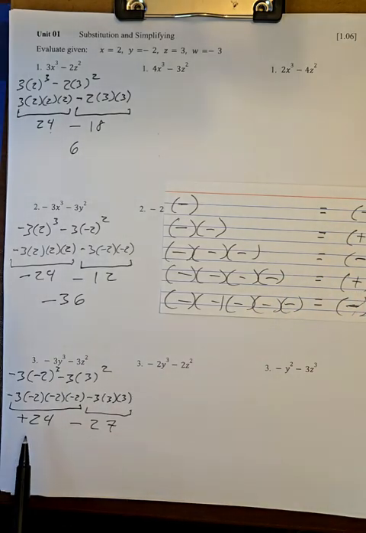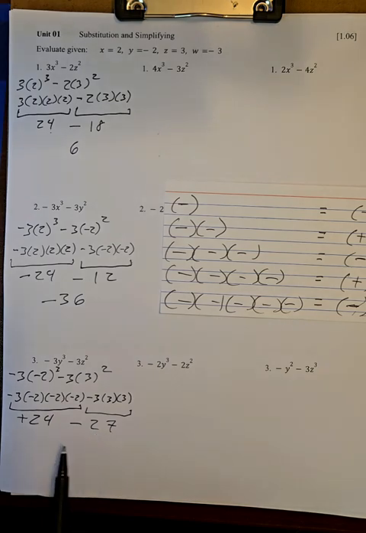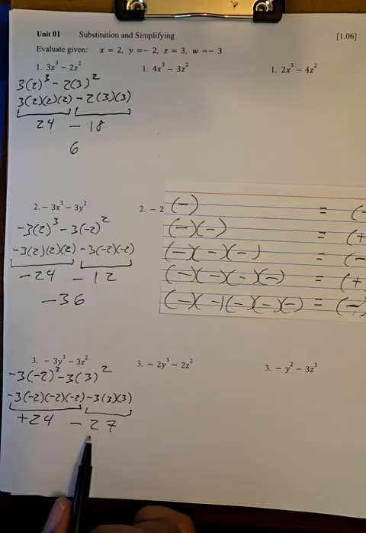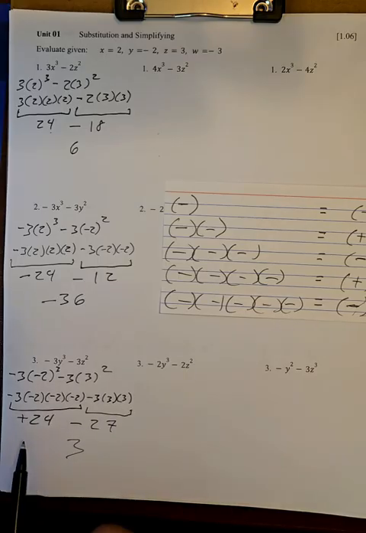Okay, these are different signs. Positive 24, negative 27. So we're going to subtract. So 24 from 27 leaves 3. The bigger sign wins, which is the 27, so this will be a negative 3.